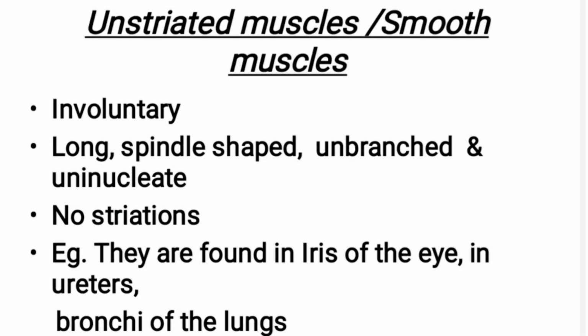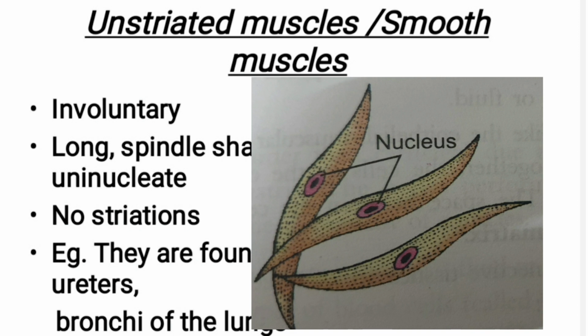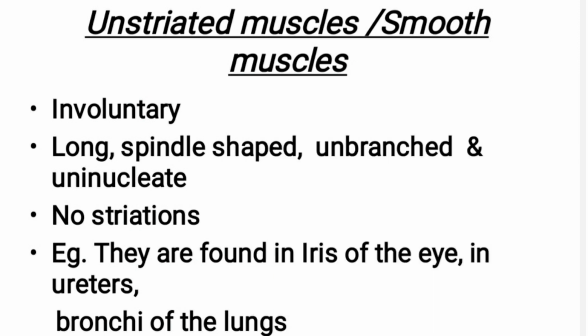Next is unstriated muscles or smooth muscles. These are also called involuntary muscles, as we cannot move them according to our will. Examples: movement of food in the alimentary canal, contraction and relaxation of blood vessels, iris of the eye, muscles present in ureters, and muscles present in bronchi of lungs. All these are examples of unstriated muscles.